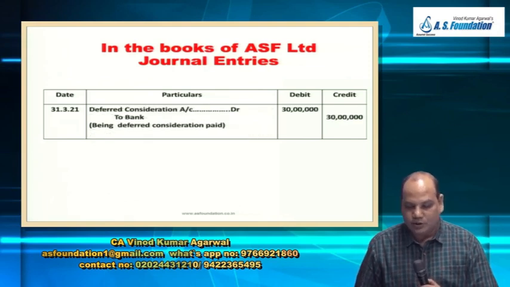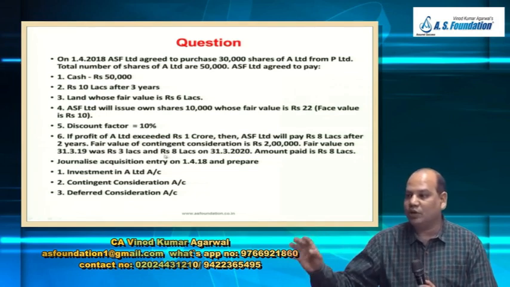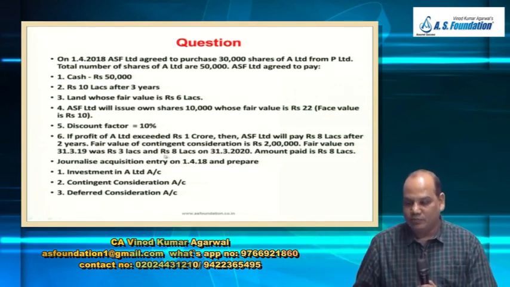So now write down 31st March 2021. Deferred consideration account debit to bank account 30 lakh. Being deferred consideration paid. Agreed? This is how the whole accounting is completed subsequently.